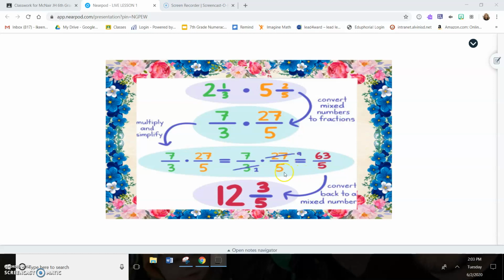However, I can't leave my answer as an improper fraction, so I would have to convert it back into a mixed number. The way I do that is to divide 63 by 5, because remember, you can use the fraction bar as a division symbol. 63 divided by 5 would give me 12. 5 times 12 is 60. If I subtract that, 63 minus 60 gives me 3, and I have 3 out of 5 left over. So my answer as a mixed number would be 12 and 3/5.